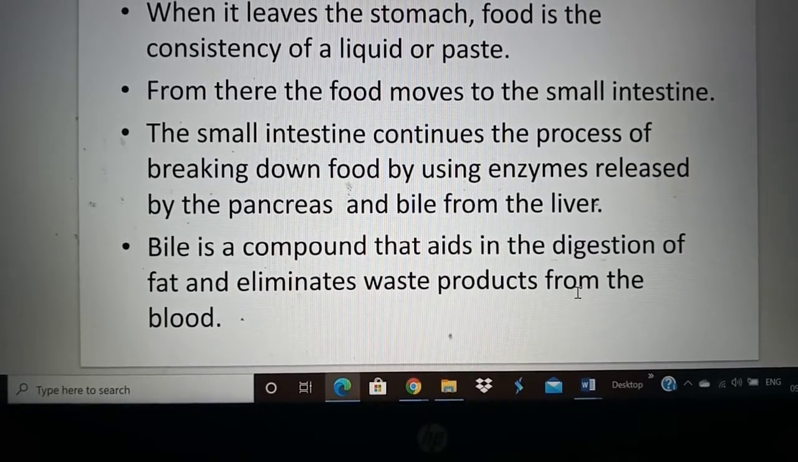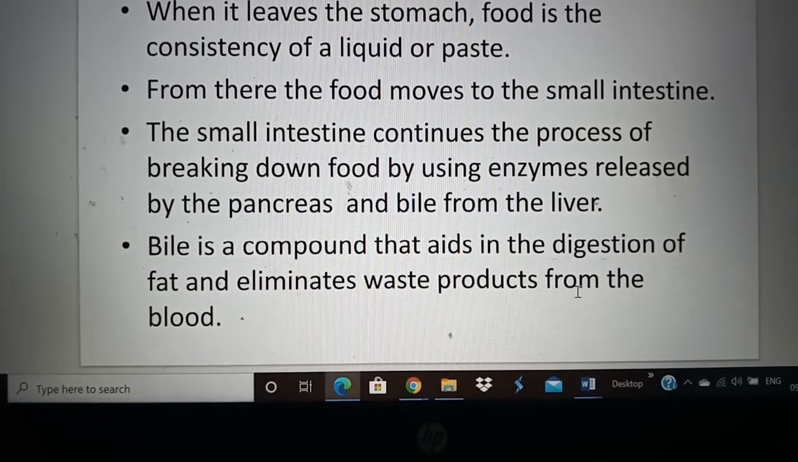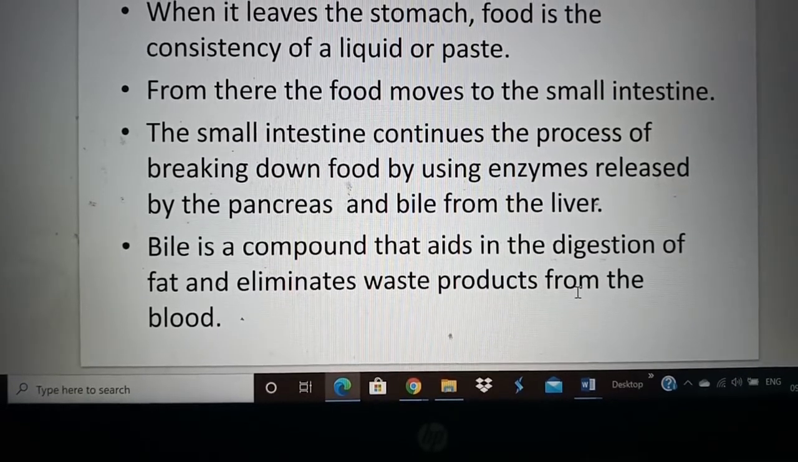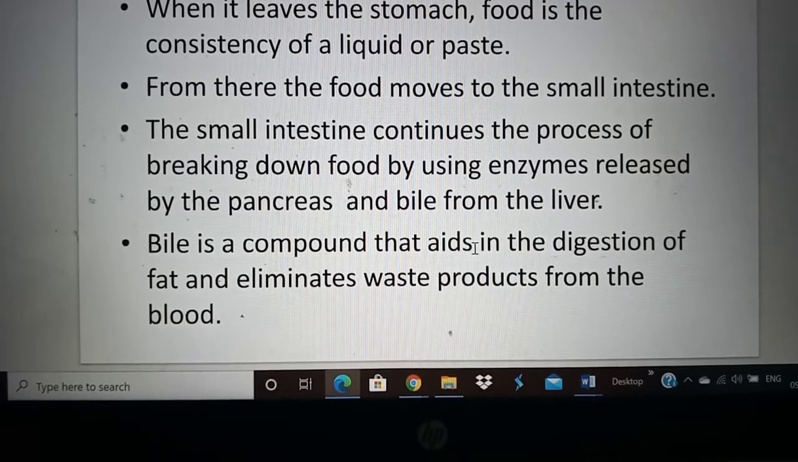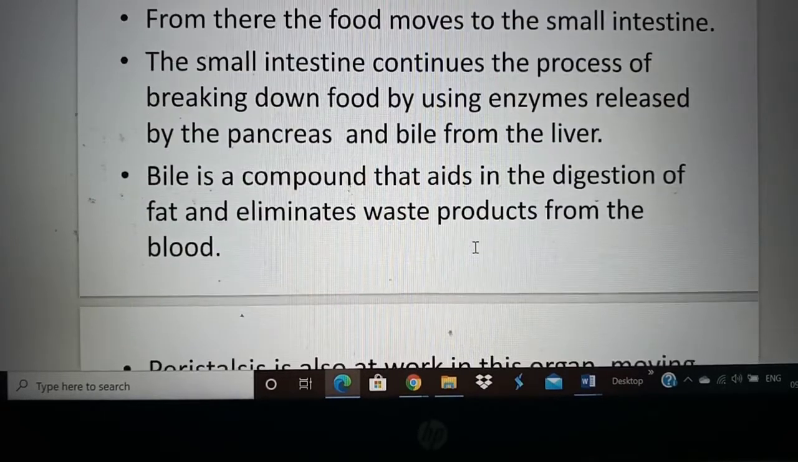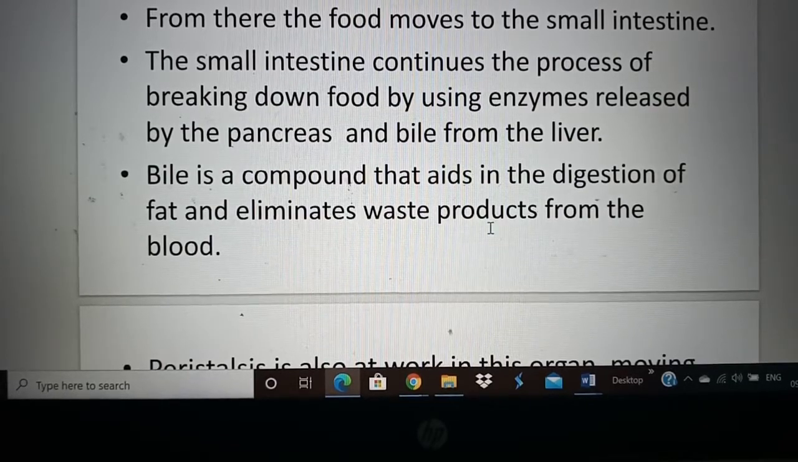The small intestine continues the process of breaking down the food by using enzymes released by the pancreas and the bile from the liver. As I already told you, the enzymes from the pancreas are pancreatic amylase, which helps in the digestion of carbohydrates, trypsin, which helps in the digestion of protein, and pancreatic lipase, which helps in the digestion of triglycerides or lipids. Now the bile is a compound that aids in the digestion of fat and eliminates waste products from the blood.